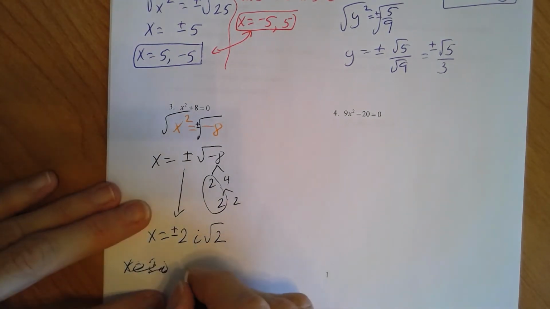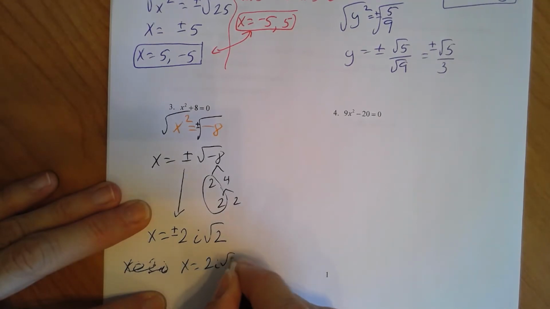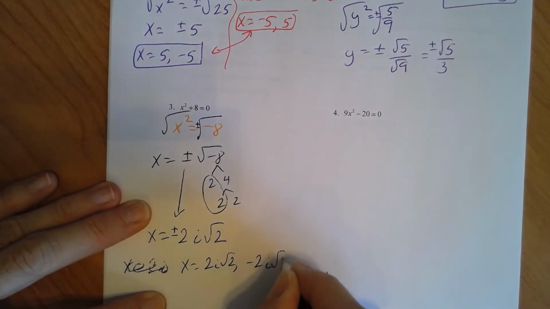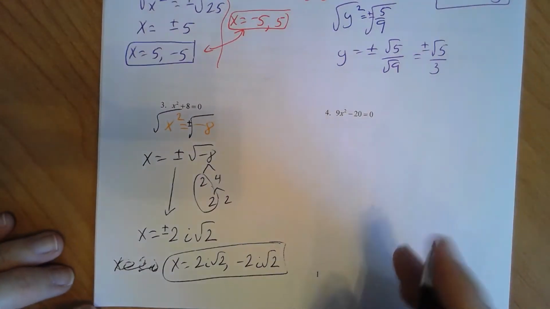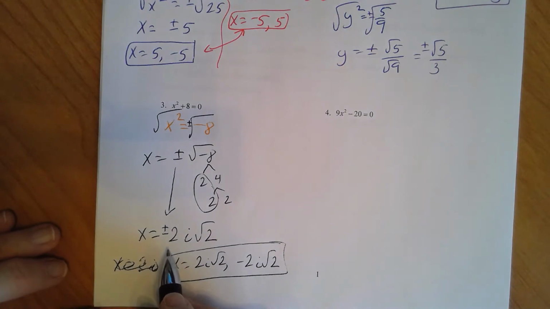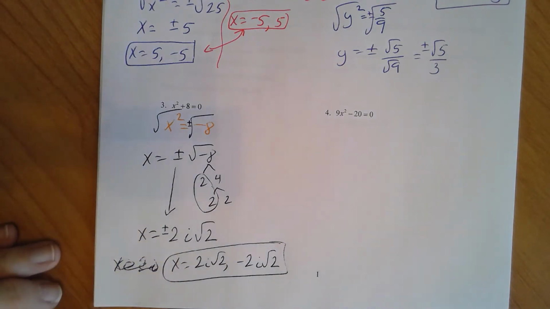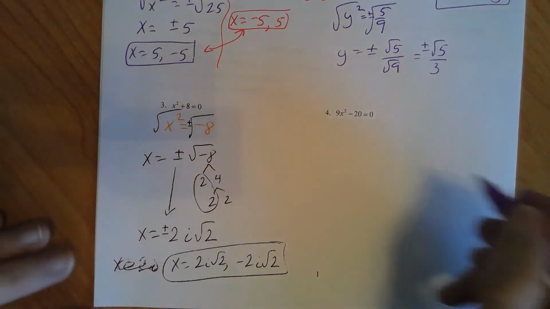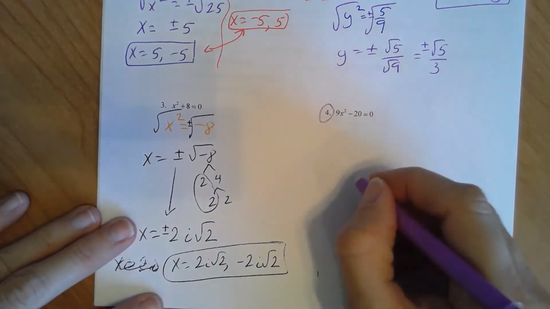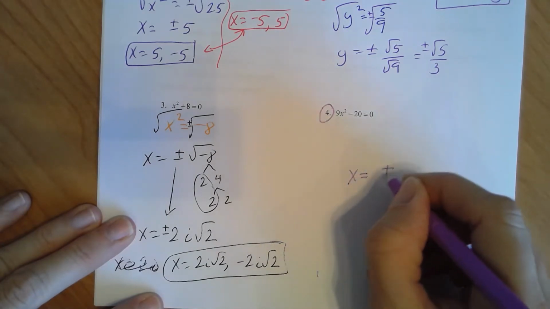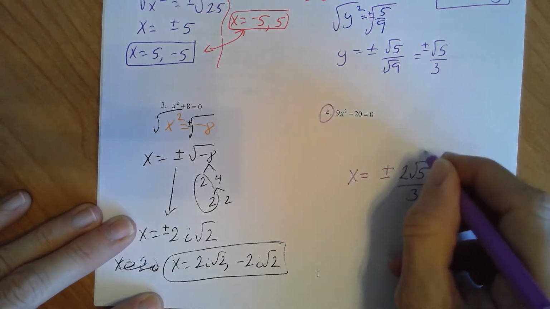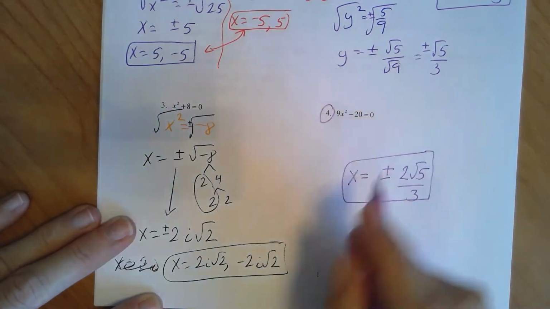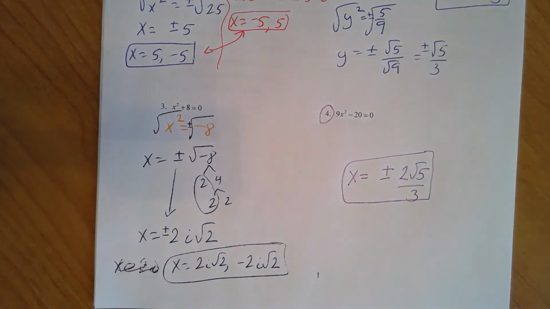So again, you could write that as x equaling 2i square root of 2 and negative 2i square root of 2. Two answers. You can keep them together with the plus or minus out in front, or go ahead and separate them. Now with the 9x squared minus 20 equaling 0, I'm going to circle that one for you to try, and I'll give you that the answer is x equaling plus or minus 2 square root of 5 over 3. It's not factorable, so use the square root property.